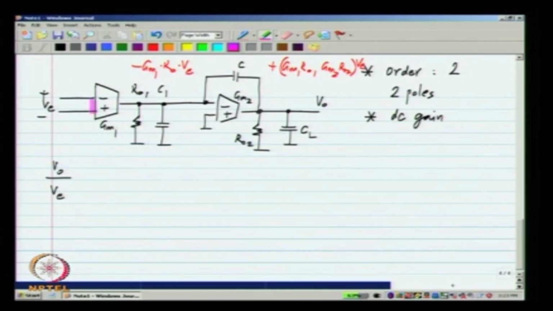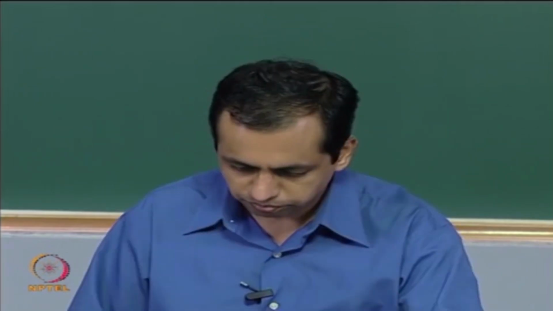It is basically a product of the DC gain of the first stage and DC gain of the second stage. This is something that you would easily expect. When you have a cascade of stages, you will have the product of DC gains to be the total DC gain, and that is GM1 RO1 GM2 RO2 in this case. Okay.